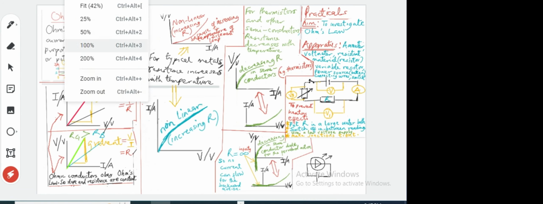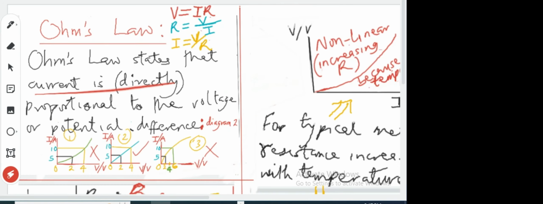So if we say current is directly proportional to voltage or potential difference, which one is the independent variable? The potential difference. The voltage is the independent variable. It is what determines the amount of current. If potential difference increases, current also increases at the same rate. We're going to talk about these graphs later, but I just want to show you this.